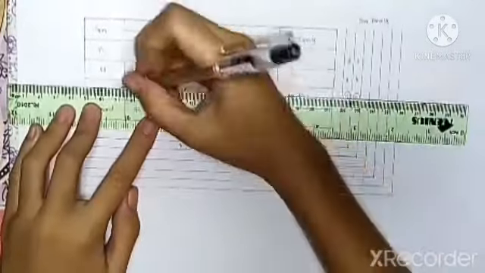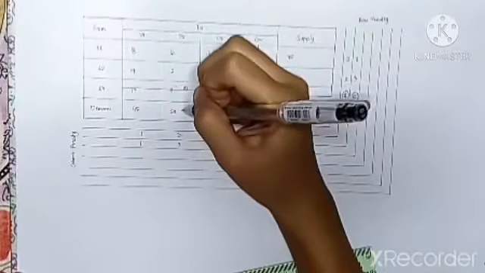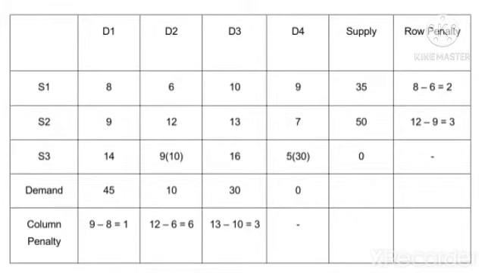It satisfies the supply of S3 and adjusts the demand of D2 from 20 to 10. The penalties: first row 2, second row 3, first column 1, second column 6, third column 3. The maximum penalty is 6 that occurs on column D2.